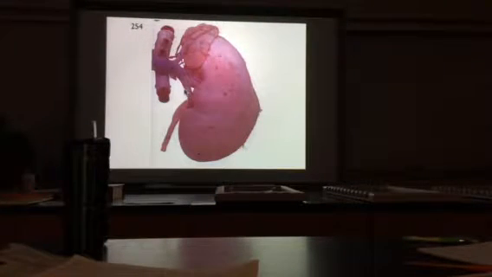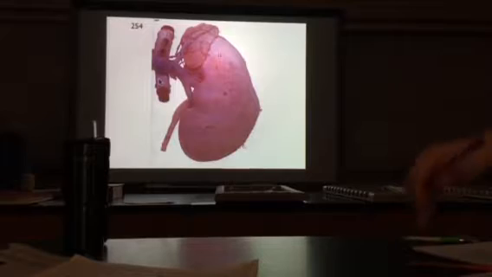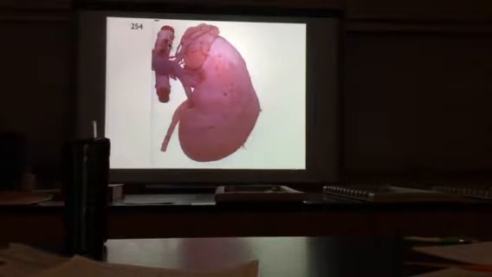Then we get into this. So there's both this view and this view. They're very similar. But this one includes the descending aorta, and note the celiac artery and the superior mesenteric artery branching off the descending aorta over here. And note the renal vein blocking the view of the renal artery. This would have to be dissected away. We have to flip it to see the renal artery, which is dorsal to this.